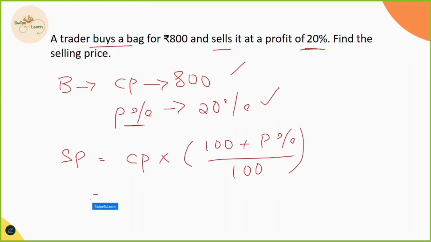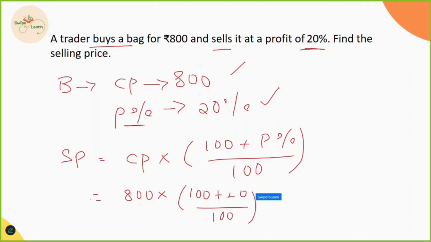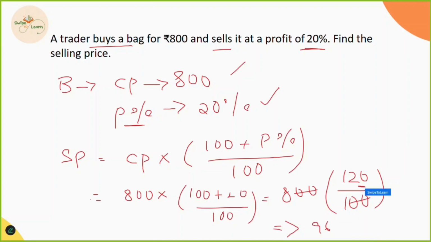The cost price is 800. So 800 into (100 plus 20), where 20 is the profit percent, divided by 100. So it becomes 800 into 120 divided by 100. These two zeros get cancelled, and 12 8s are 96, and one 0 will be added here. So the selling price is 960 rupees. So when the profit percentage and the cost price are given, it's easy to calculate the selling price using this formula. So 960 is the selling price.